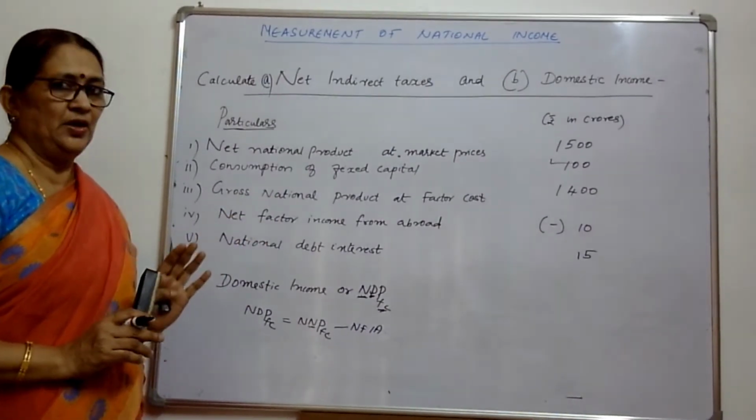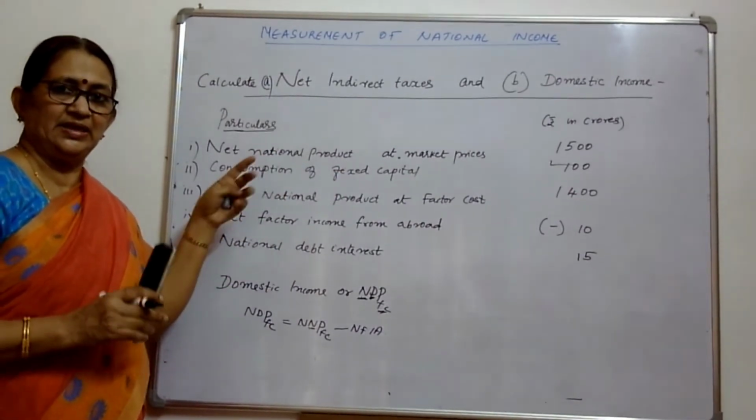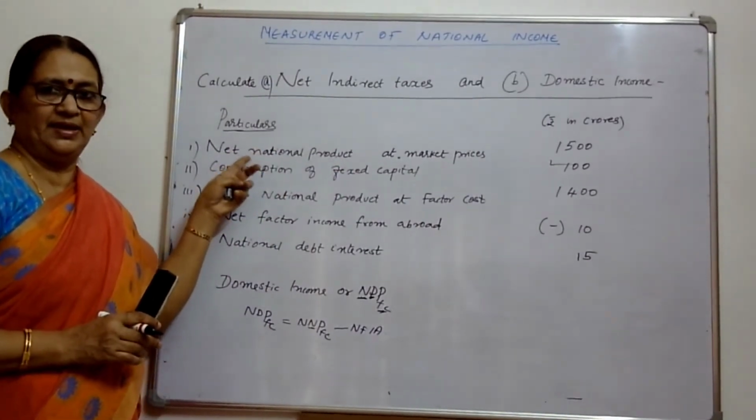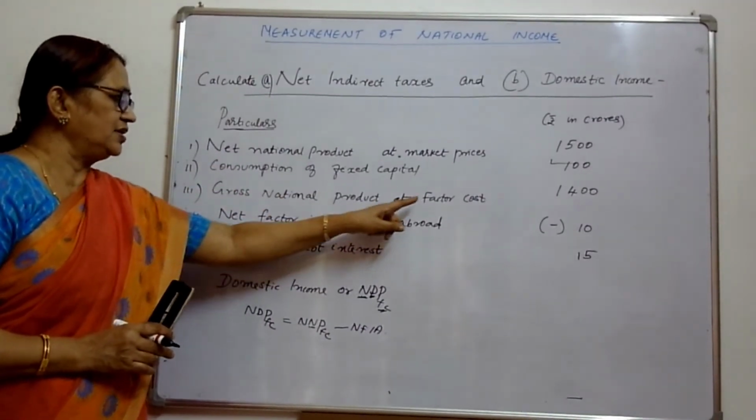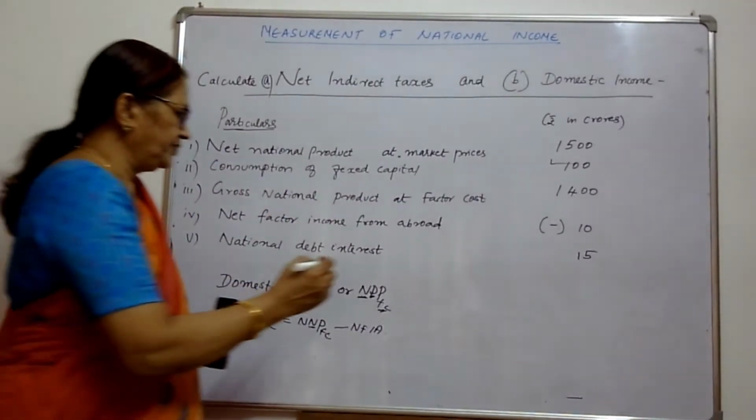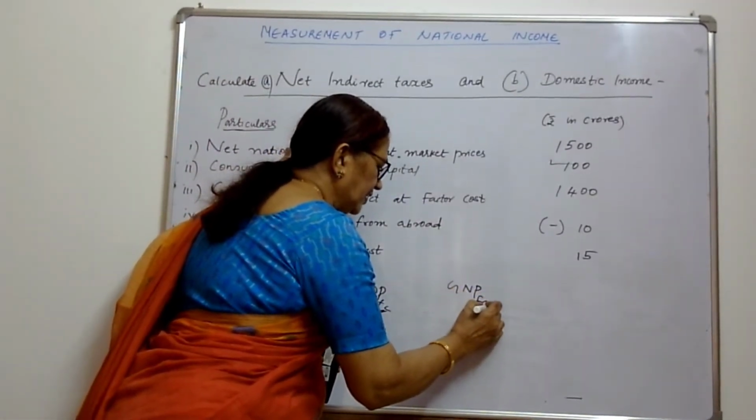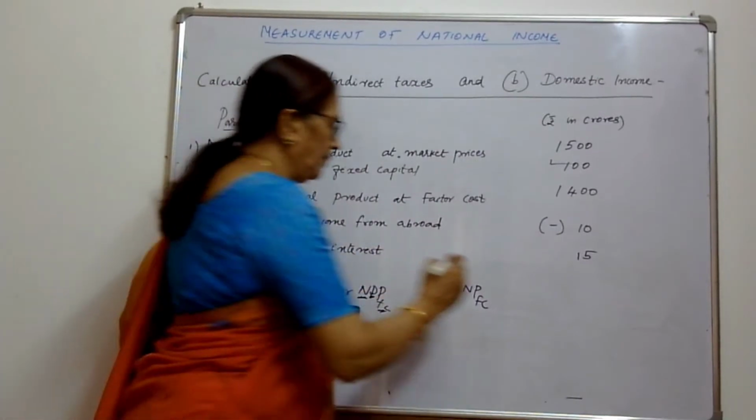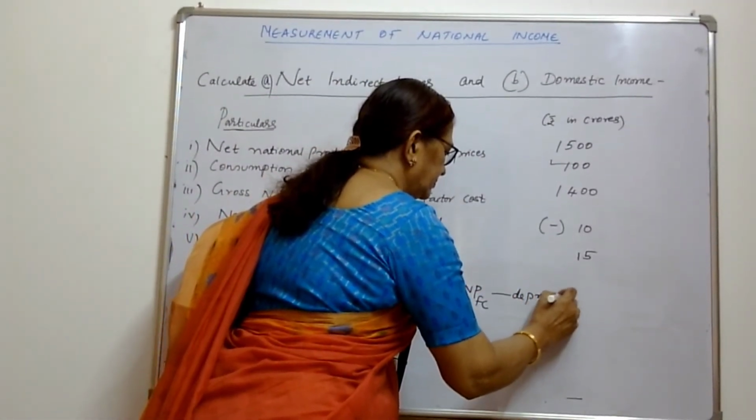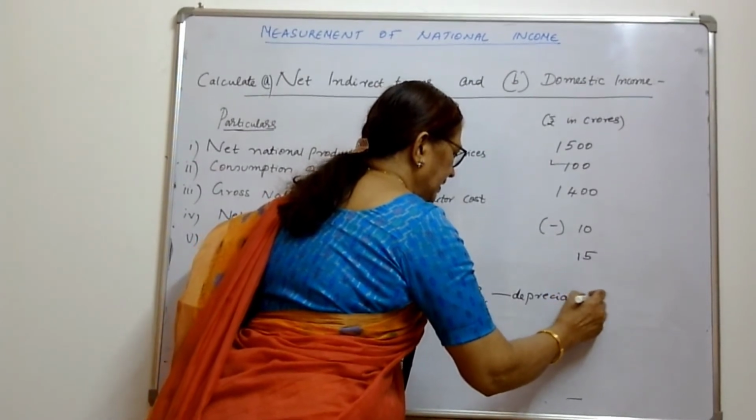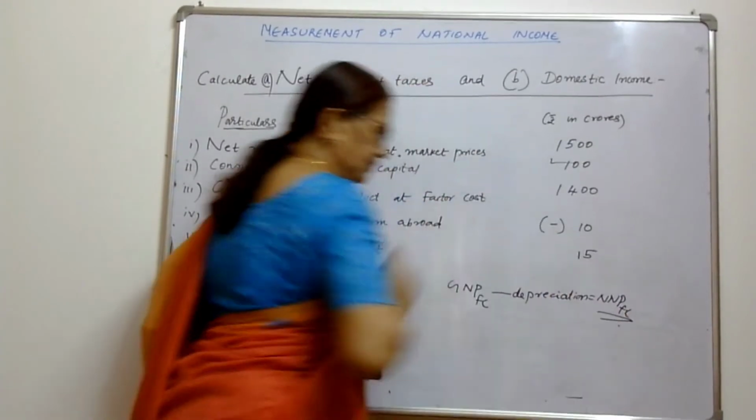Is it given? No. But we can calculate it in different ways as per the given data. Gross national product at factor cost is given. So gross national product at factor cost minus depreciation, we just calculated NNP at factor cost or national income.